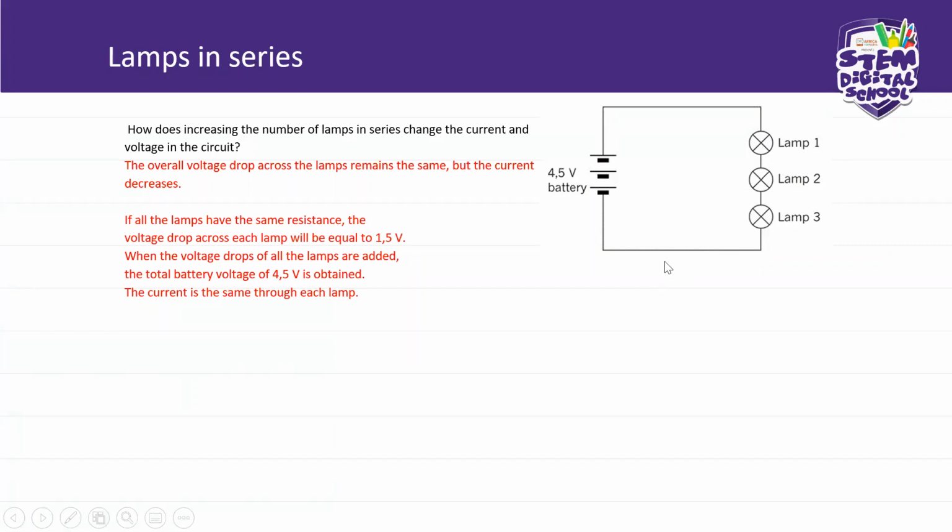So if you continue to add more lights here, it means each and every lamp will be having a dimmer light. If the lights are equal, they will still continue to share this 4.5 volts.